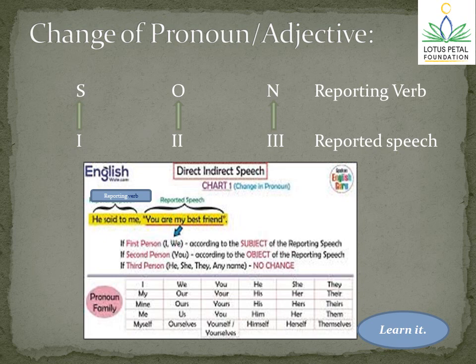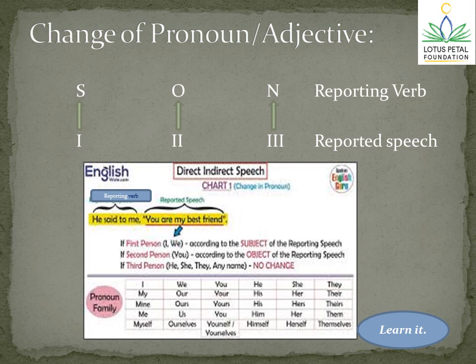If the subject of your reported speech is in second person, it will change according to the object of the reporting verb. And if the subject of your reported speech is in third person, then there is no change. The pronoun or adjective will remain the same. So in this table, you'll find all the pronouns that are used for first person, second person and third person.